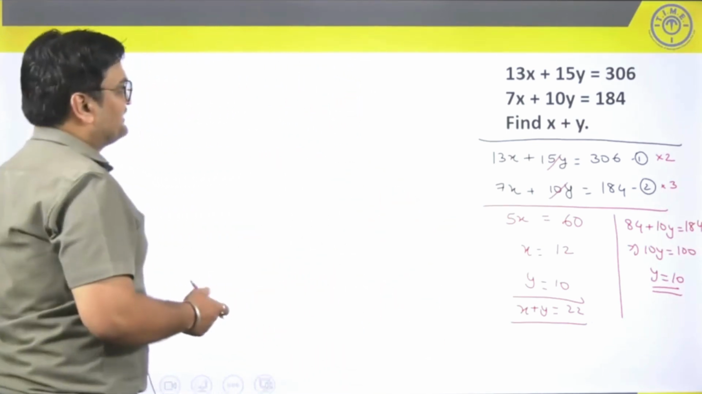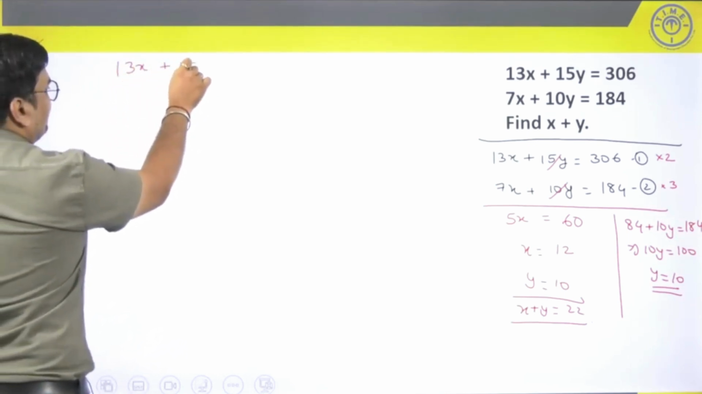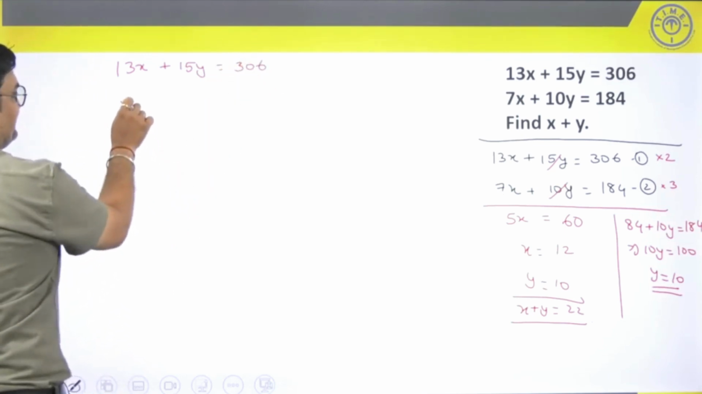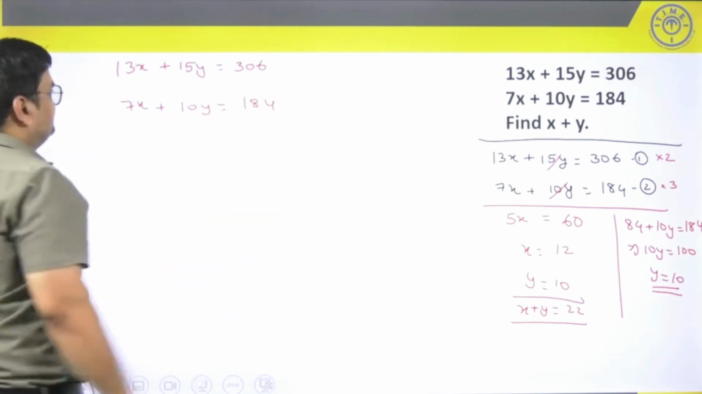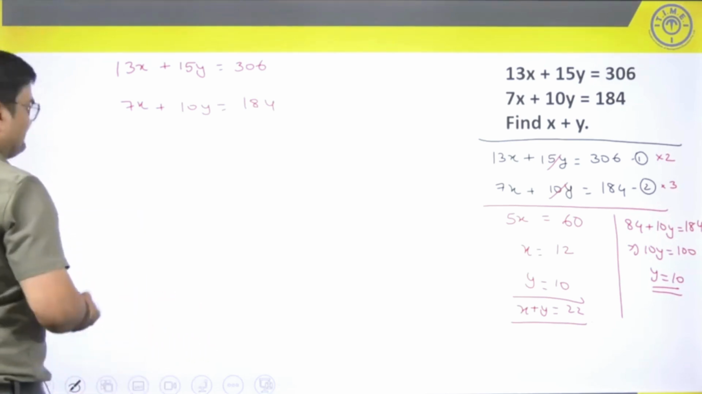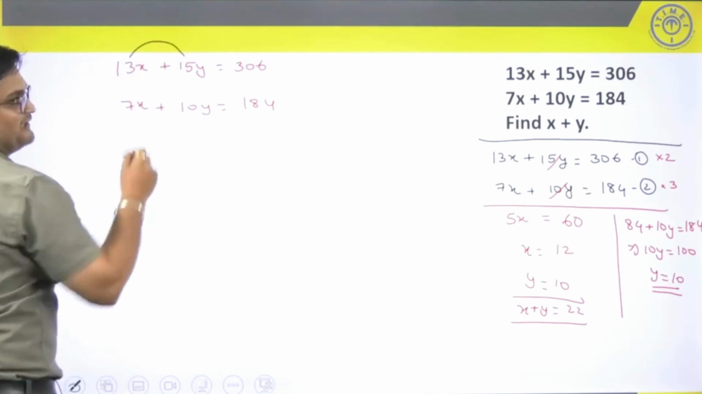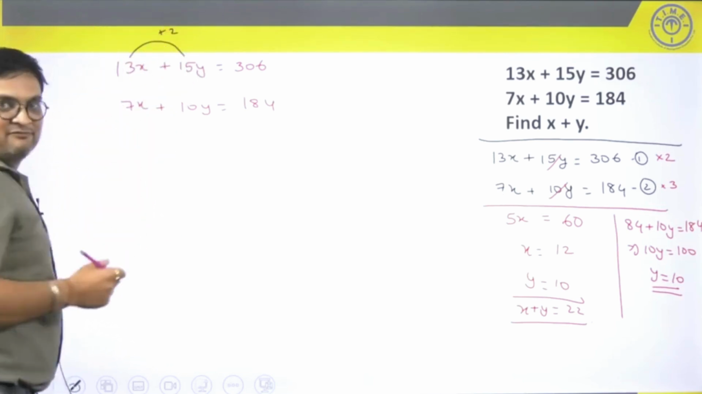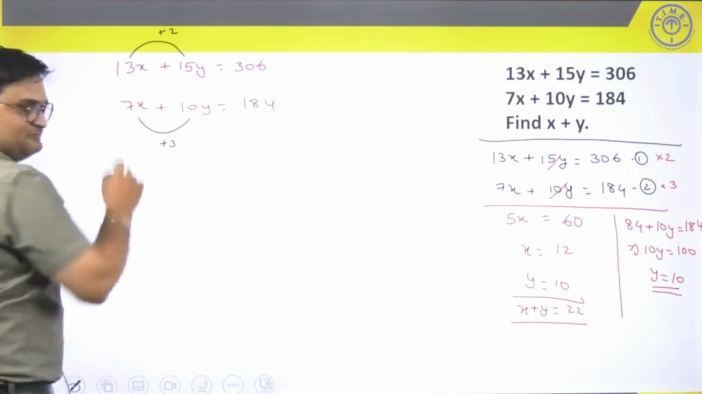Now let's try to understand what the trick is. I'll just write down the equations again: 13x plus 15y is equal to 306 and 7x plus 10y is equal to 184. The steps involved in this trick: step 1, take the difference of the coefficients. So 13 to 15 is an increase of 2. The difference of the coefficients is plus 2, second term minus the first term, so I'm also taking the sign. Here, what is the difference? It's plus 3, 10 minus 7.